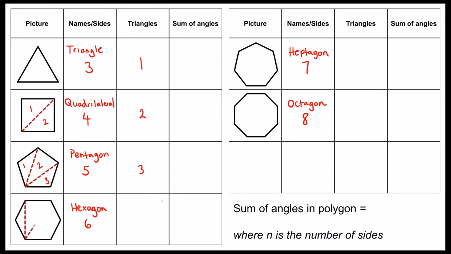For the hexagon I get 1, 2, 3, 4 triangles. For a heptagon, that's 1, 2, 3, 4, 5 triangles. And lastly for my octagon, I have 1, 2, 3, 4, 5, 6 triangles.